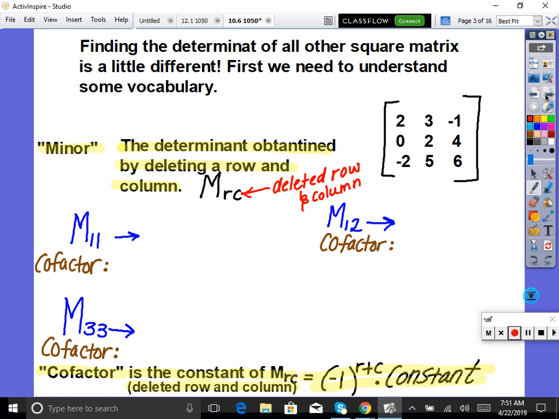The process is a lot more intense. So start writing this down. Finding the determinant of any other square matrix is a little different. First we need to understand some vocabulary before I show you how to find the determinant.